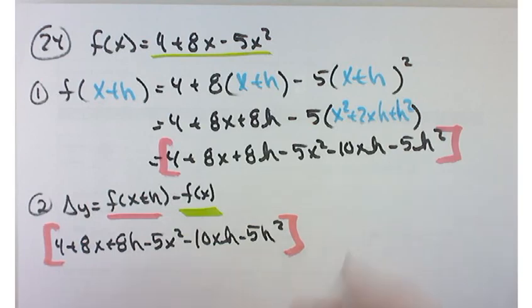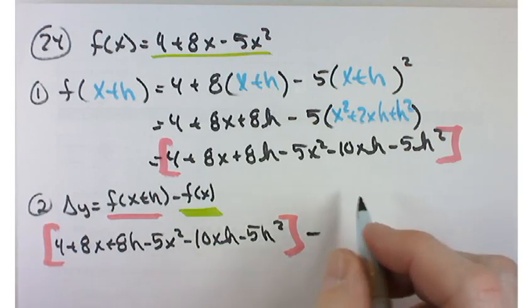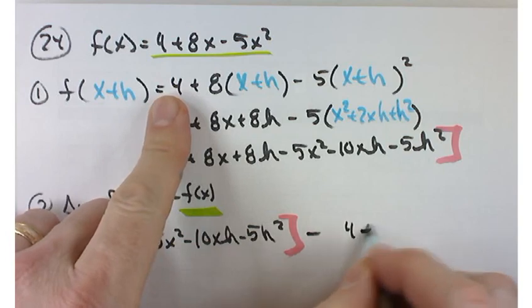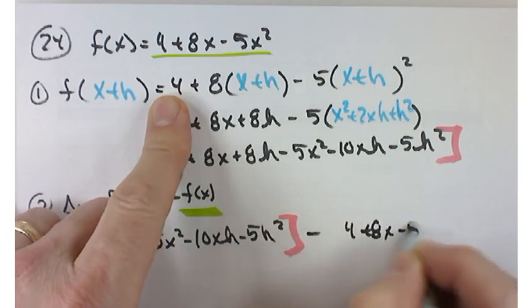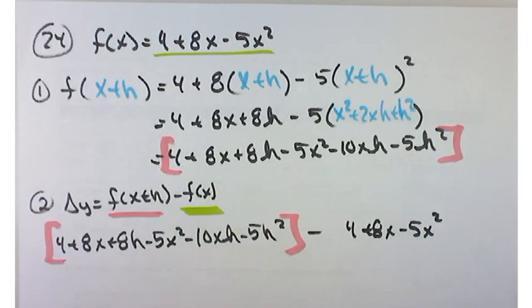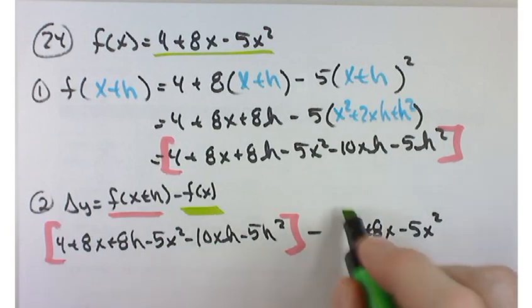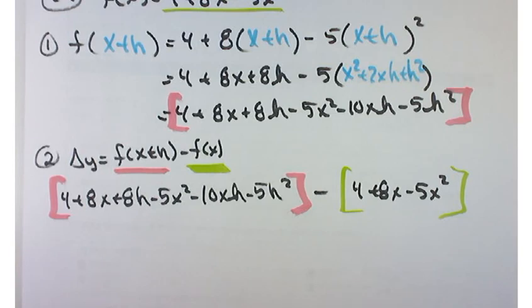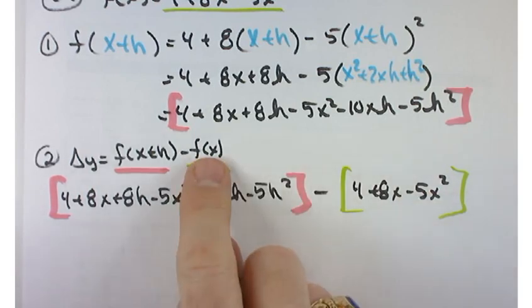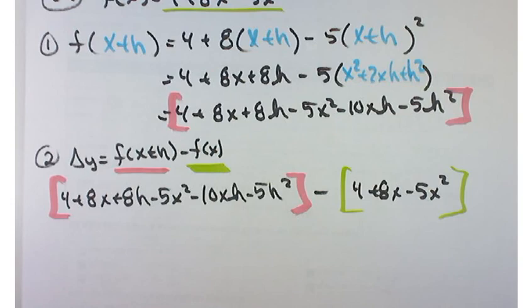minus 4 plus 8x minus 5x squared. And you got to be a little bit careful here. You got to put this in parentheses. What was my promise to you last time when we looked at a problem like this? This term here, the f of x term, should completely cancel out. So let's see that it does.